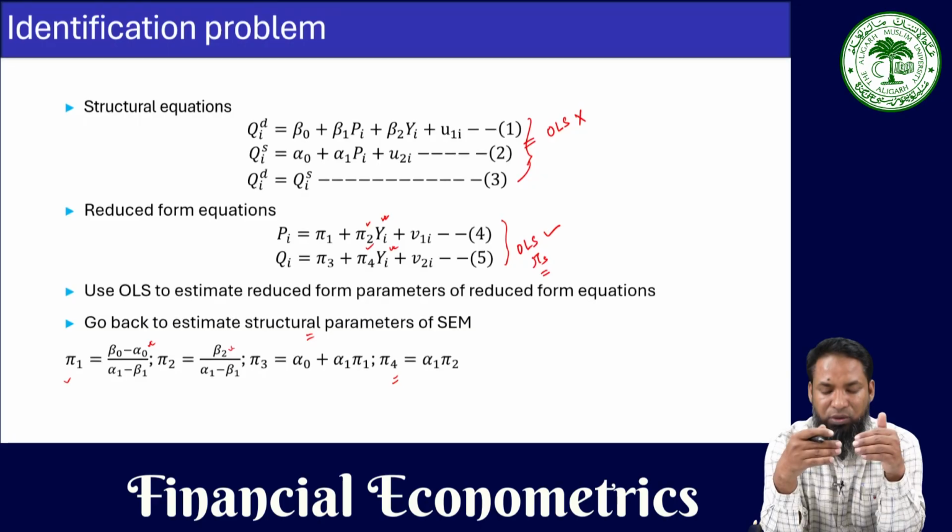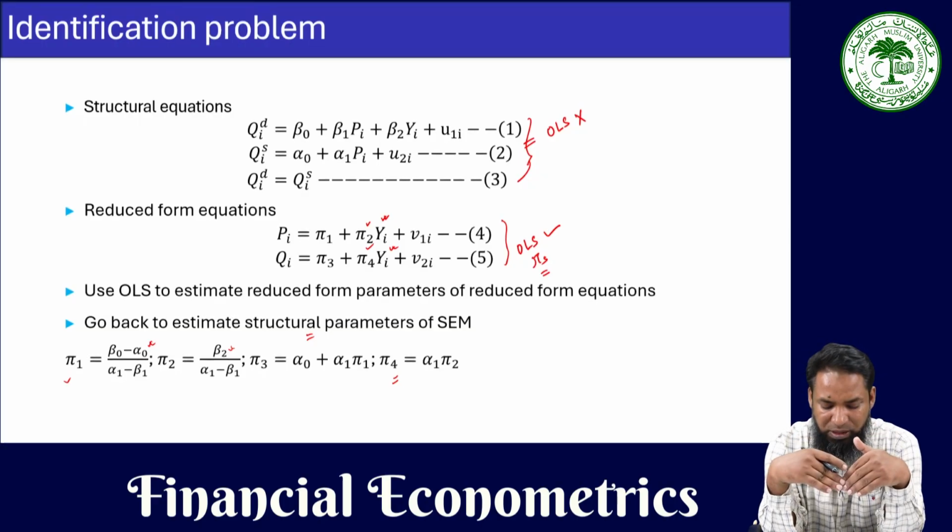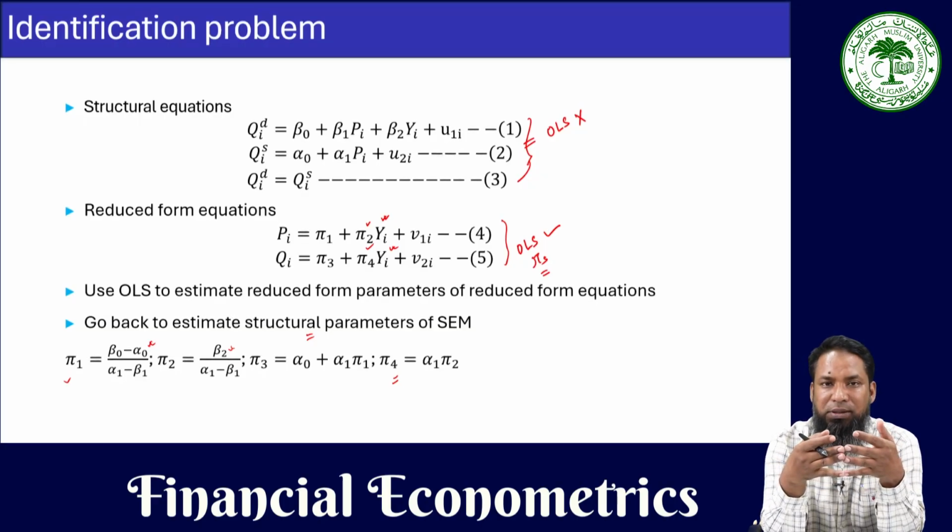Sometimes it is difficult to go back from the reduced form parameters to the structural form parameters. So when we are able to go back and when we are not able to go back to the structural form parameters, that is what we call the problem of identification.